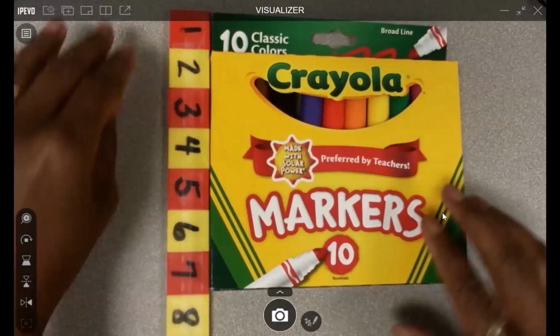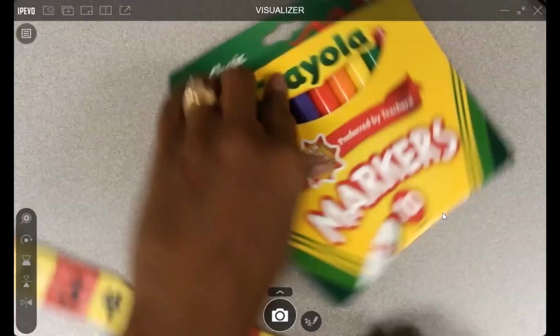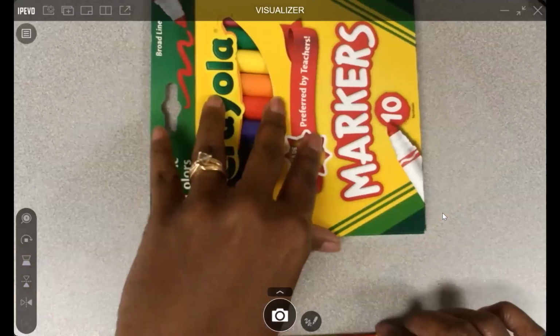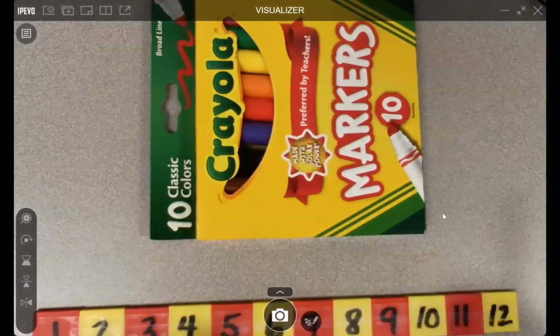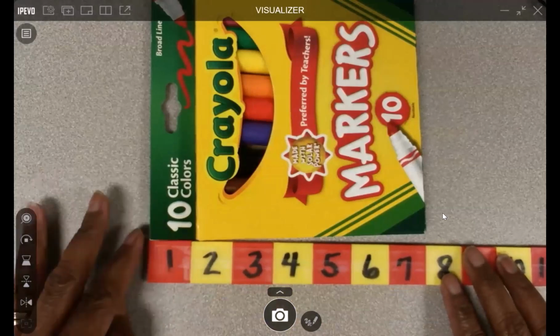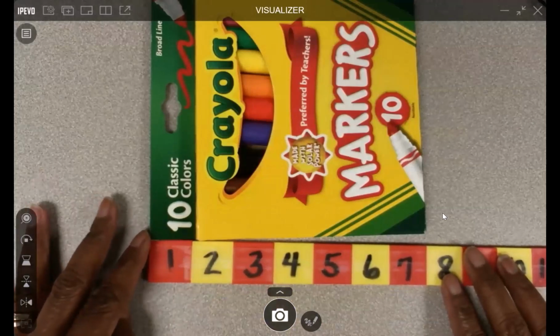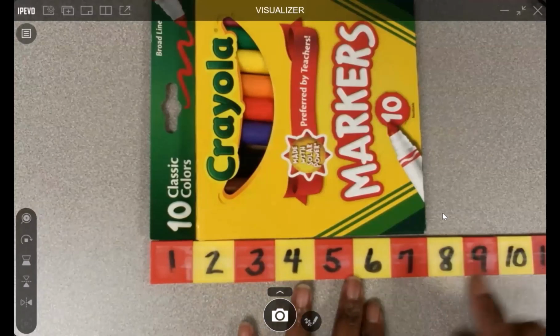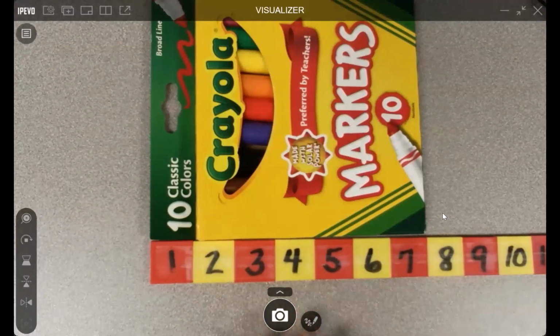Now I could also show my students how they could turn the box and they could measure it this way as well, as long as it starts at the 1 and it's lined up at the very tip of the marker box. It goes all the way to where the marker box stops, and I can see that that indeed is 7 inches.